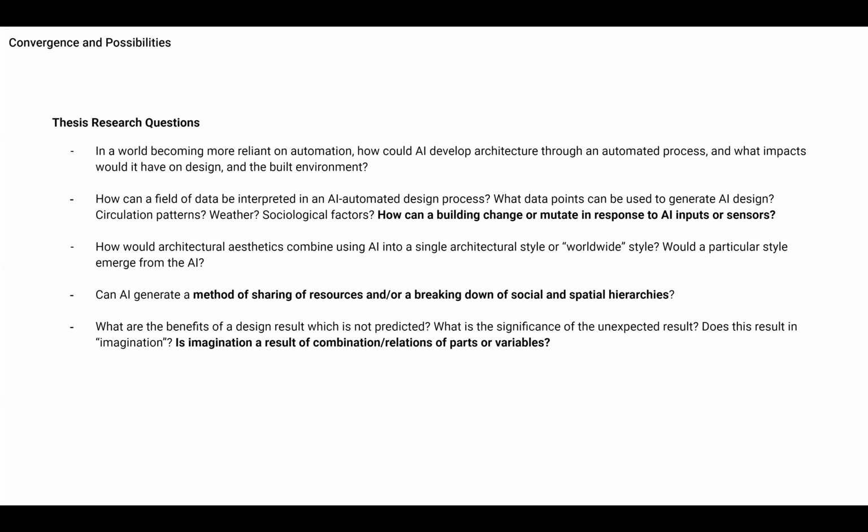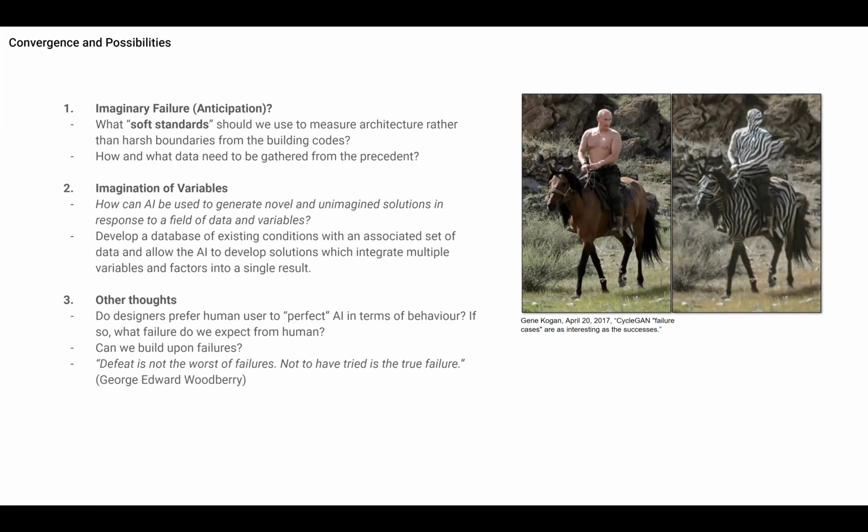And this is our last slide, and this is a combination or convergence that we came up with just by thinking about those interests that we had. So, are there going to be some imaginary figures, some anticipations of buildings? Trying to distinguish this from harsh boundaries like building codes, can we have some soft standards to measure architecture? And how and what data should we gather together from the present studies?